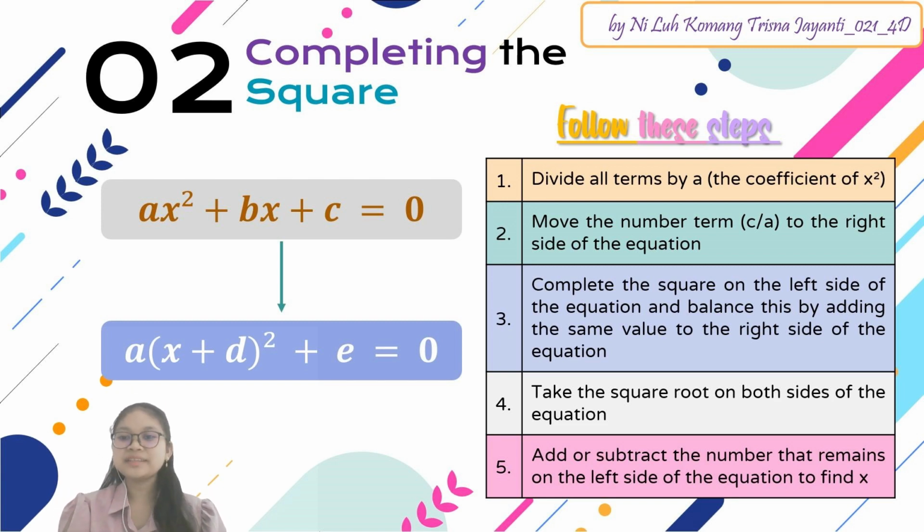Next, take the square root on both sides of the equation. In this step, we take the square root of both sides of the equation, so we obtain x plus d equals plus or minus the square root of negative c over a plus d squared. Last, add or subtract the number that remains on the left side of the equation to find x. By following these steps, we can transform the quadratic equation into a simple form and make it easier to solve.